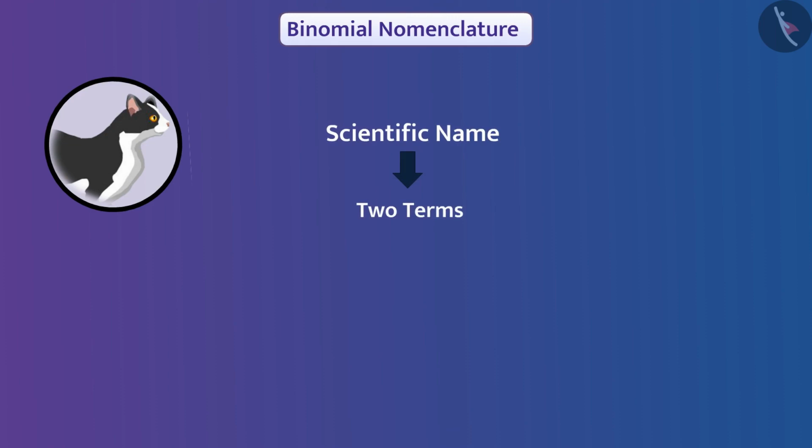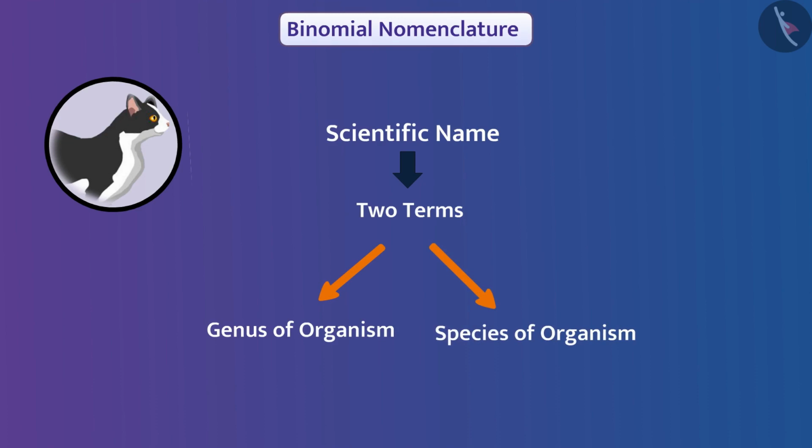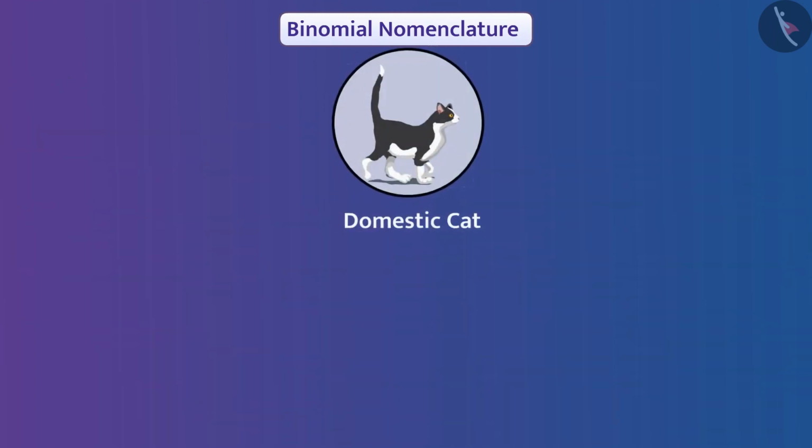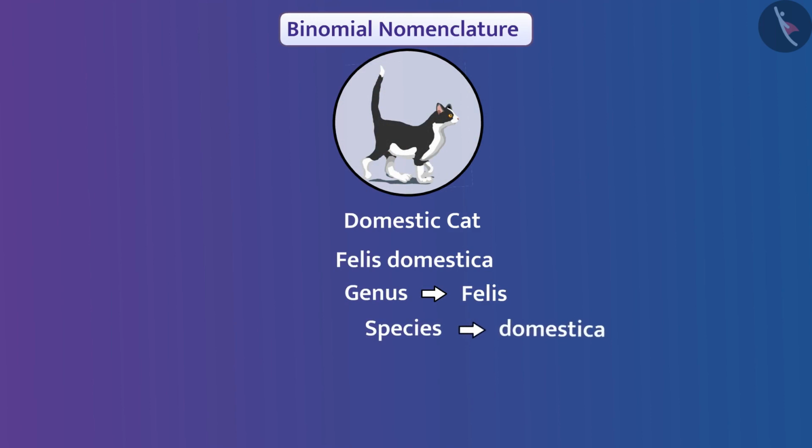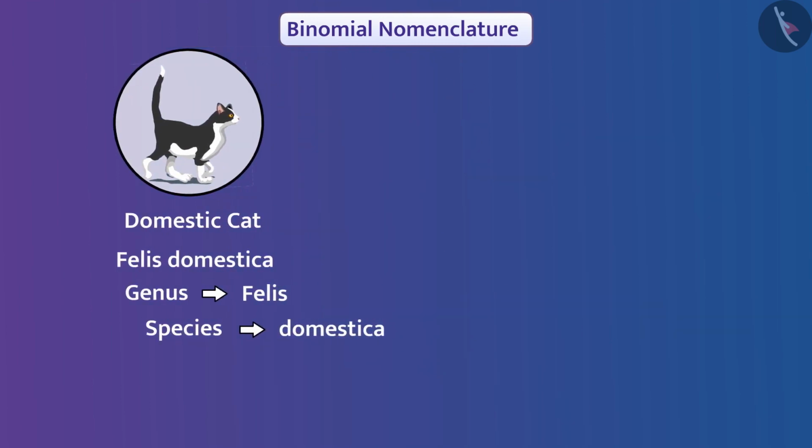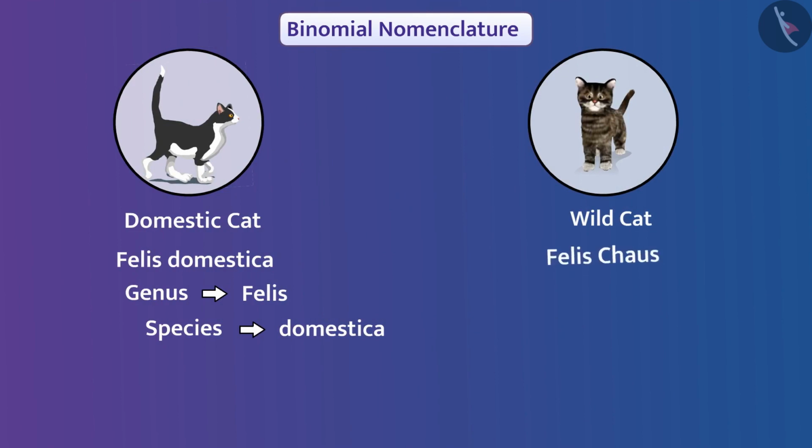This name has 2 terms which are words of the Latin language. The first word denotes the genus of that organism and the second word denotes the species of the organism. For example, a domestic cat has a scientific name Felis domestica. This means that domestic cat belongs to genus Felis and species domestica. In this way, wild cat has the name Felis chaus, in which Felis is the genus and chaus is the species.